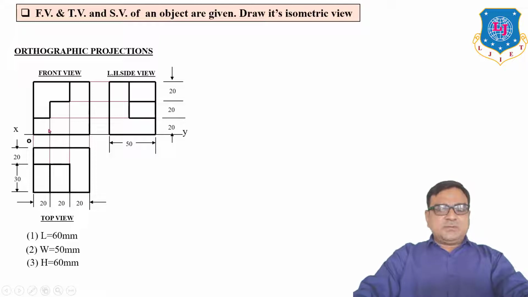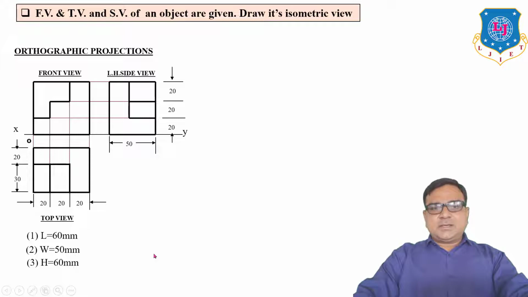The length of the object can be found from the front view as well as from the top view. The width of the object can be found from the top view as well as from the side view. The height of the object can be found from the front view as well as from the left hand side view.